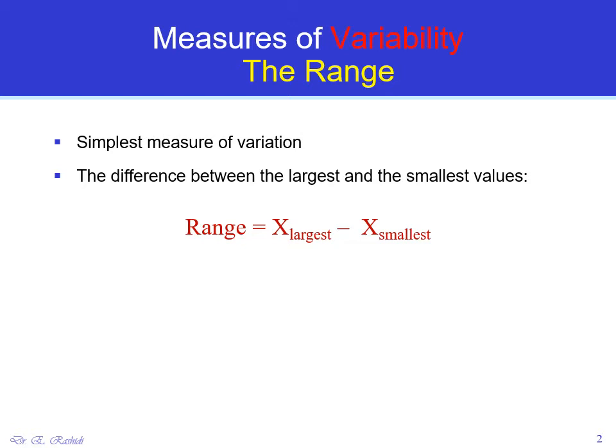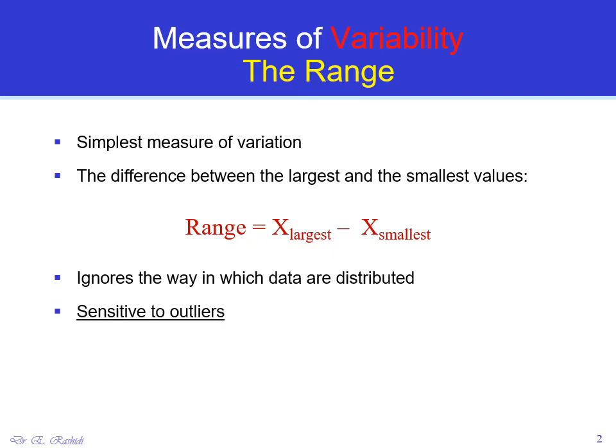The problem with range is that it ignores the distribution in your data and only focuses on the minimum and maximum in your data. So you don't really know about the distribution between these two values, the smallest and the largest. Another problem with the range is that it is sensitive to outliers. It makes sense because outliers are extreme values that are either the smallest or the largest value. So if you add outliers into your data, it's certainly going to change the range in your data.